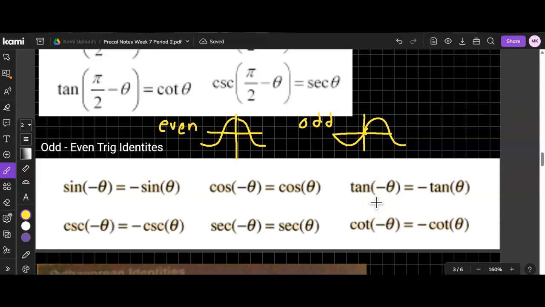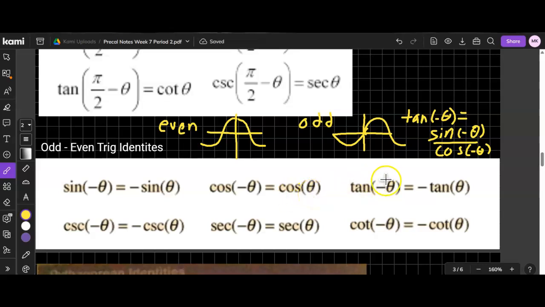So if we take that negative theta, tangent of negative theta is the same thing as the sine of negative theta divided by the cosine of negative theta. But what happens? Well, the cosine of negative theta is even. So when we rewrite the cosine of negative theta, that's just positive theta inside. That's cosine of positive theta.